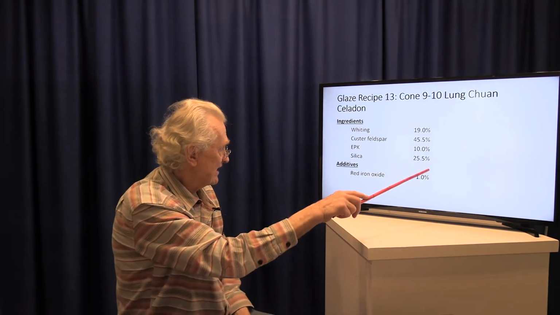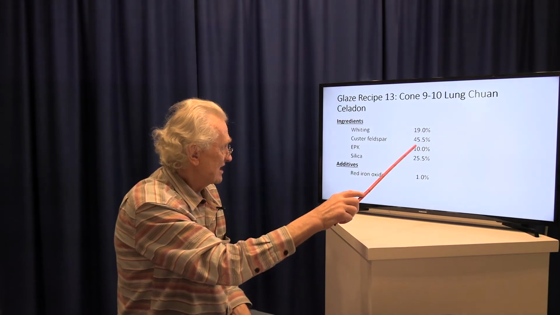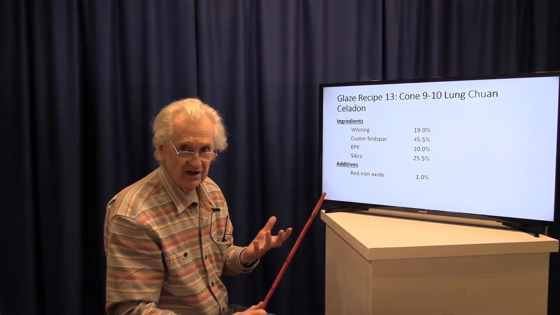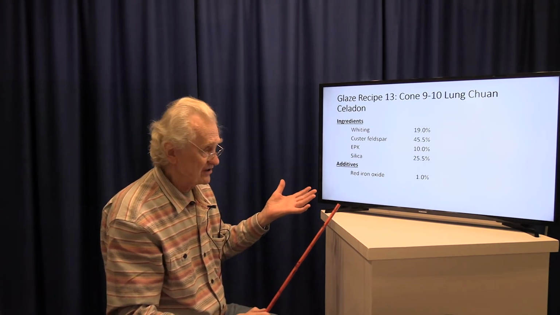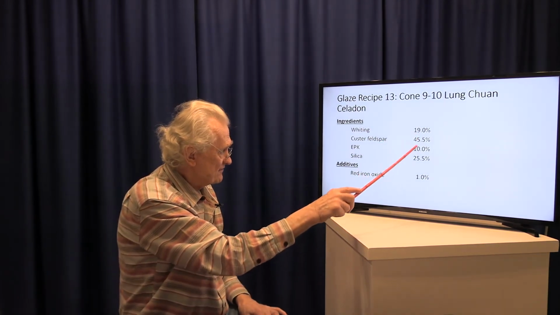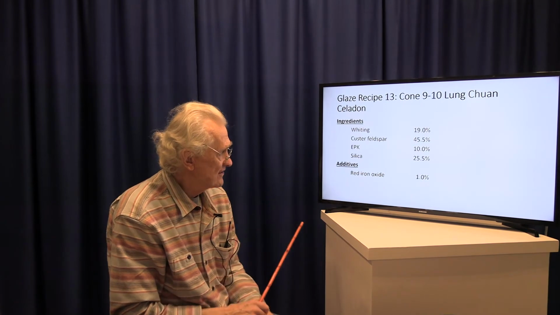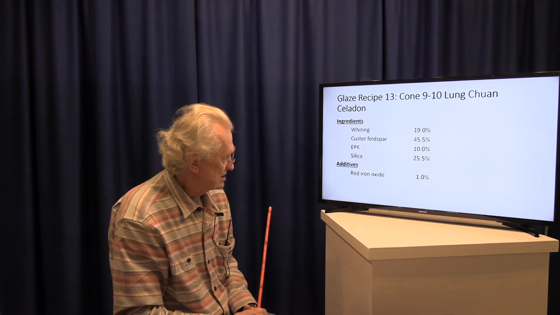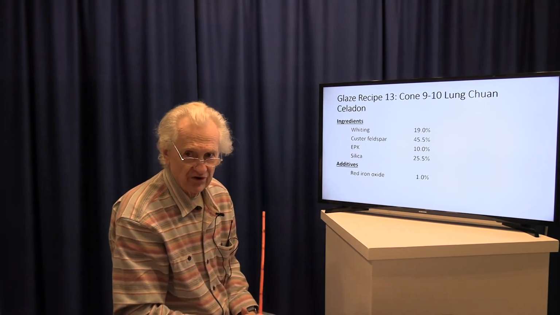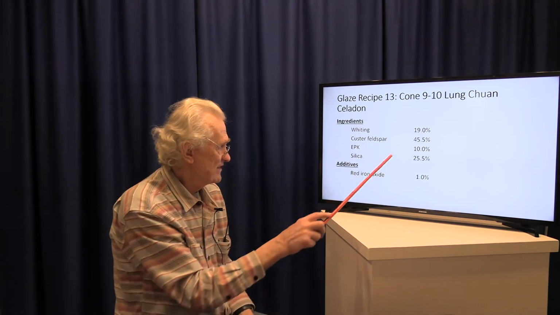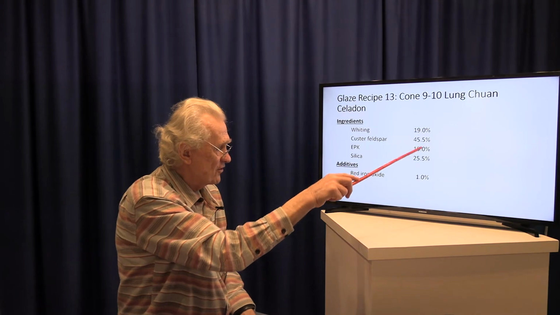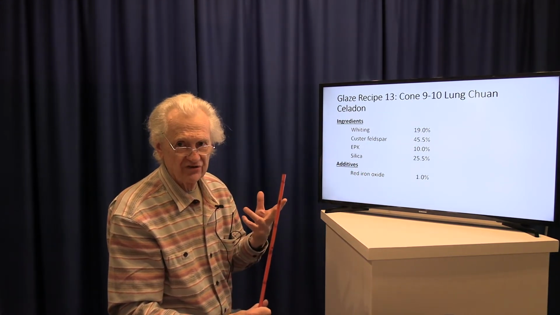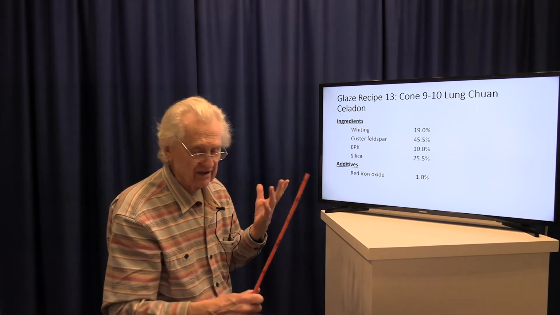Okay, so just looking at that, I could probably say 9 to 10. I could look at this and say, well, whiting and Custer feldspar are high temperature fluxes, so it's not a cone 6 glaze. But knowing that it's the 4-3-2-1, I can almost guarantee that it's going to be a nice stable glaze, fairly wide firing range, just because of those proportions. So next time, if you look at a recipe that has mostly 4 ingredients, keep in mind this 4-3-2-1 proportion thing, because it tells you something about the glaze.